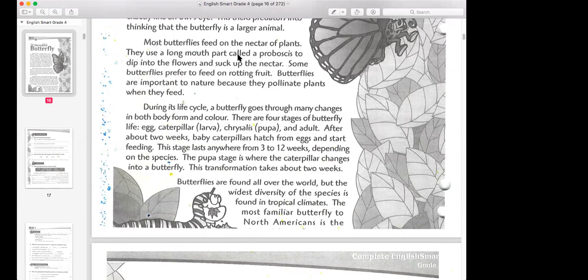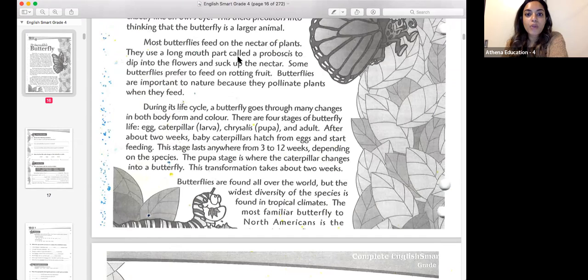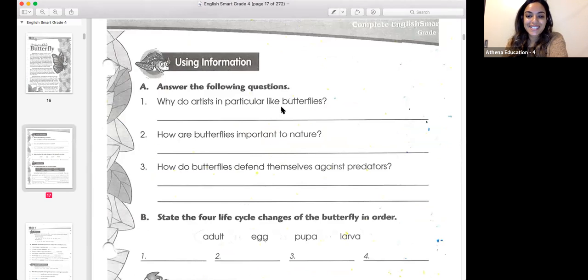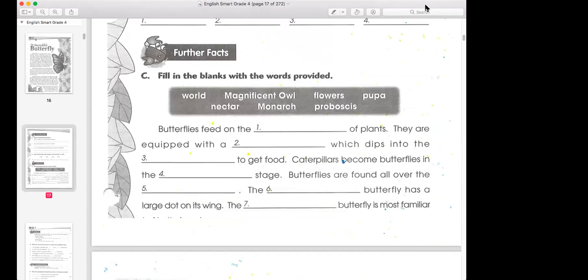So see, they use a long mouth part called proboscis to dip into the flowers, okay? To suck up the nectar because most butterflies feed on the nectar of plants. All right, sense for everybody? Okay, so let's try number 4.